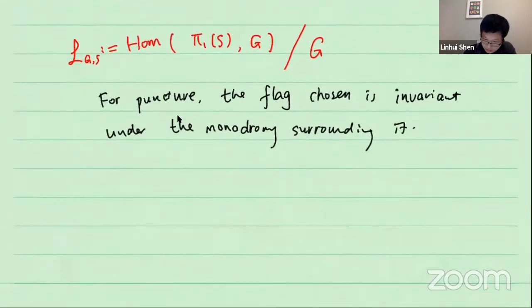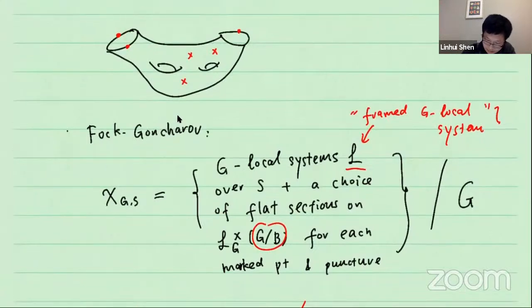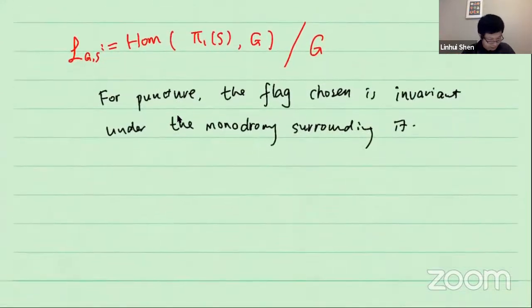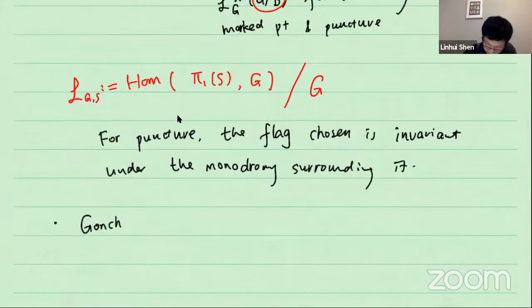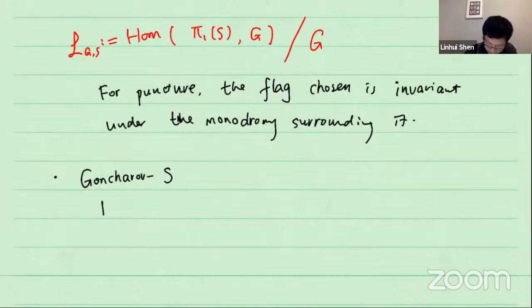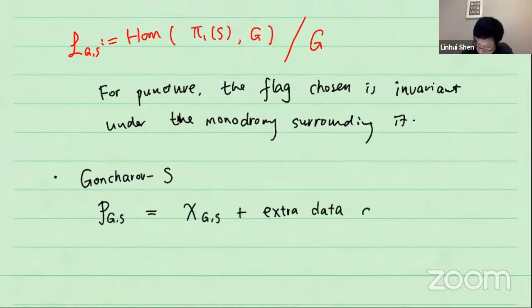A puncture, once again, is just an interior point. When we consider a local system, locally there is a monodromy around it. So I will choose a flag which is invariant under this action of G. That's a general definition, and I will consider some examples later when we introduce more definitions. Goncharov and myself introduced an enhanced version of this space, which we called the P space, P_{G,S}. By definition, this is the X space plus some further extra data. These are called pinnings.